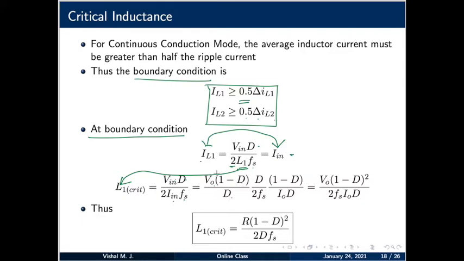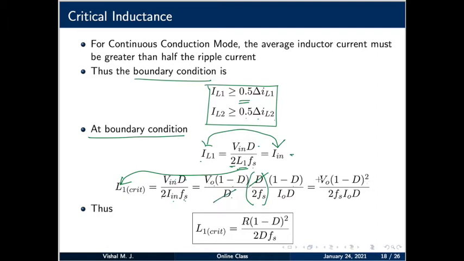This is based on the voltage gain equation of the Cuk converter. This d by 2 Fs is there. Then what is I in? Use the current gain: I0 into d by 1 minus d, that 1 minus d goes into the numerator. Now, what you can do here is that this d and this d get cancelled. 1 minus d and 1 minus d becomes 1 minus d square.